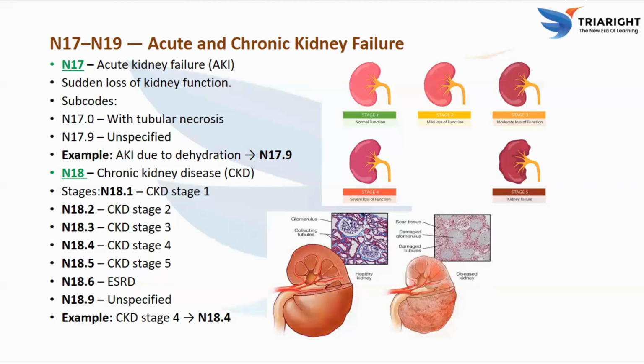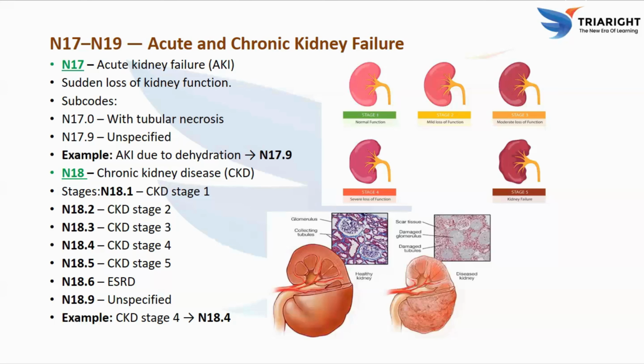So next is N18, chronic kidney disease. CKD is a slow, long-term loss of kidney function. It happens over months or years, unlike sudden AKI. As kidney function drops, the body cannot remove toxins, cannot manage electrolytes or balance the blood pressure. There are 6 stages of CKD. Each stage represents progressive kidney damage. The first stage is N18.1. The kidney is still working almost normally. Lab changes may show early kidney damage, often with no symptoms.